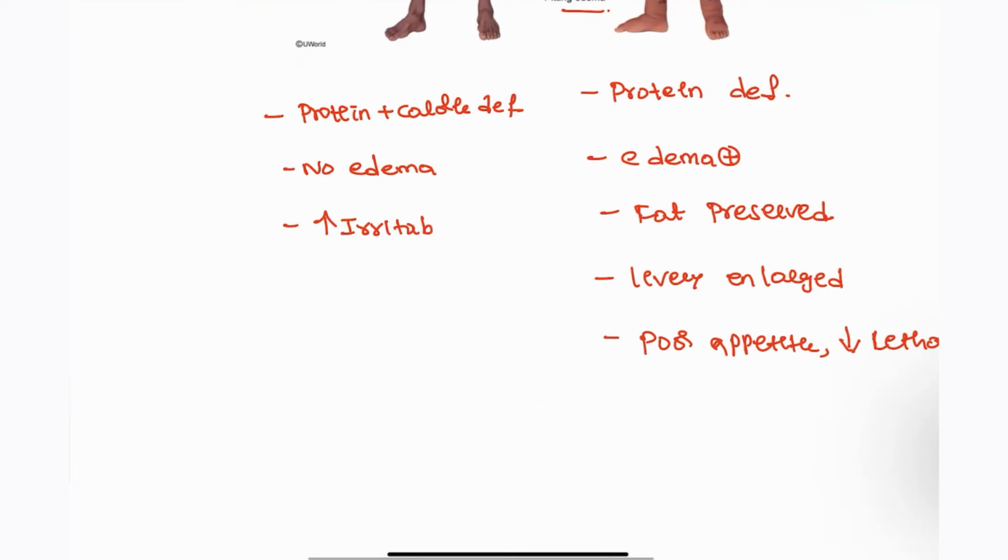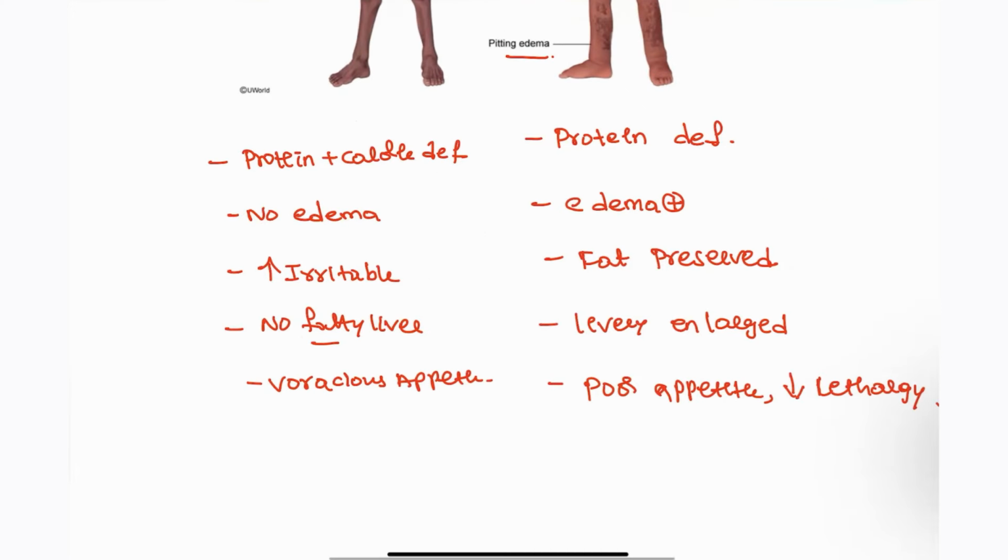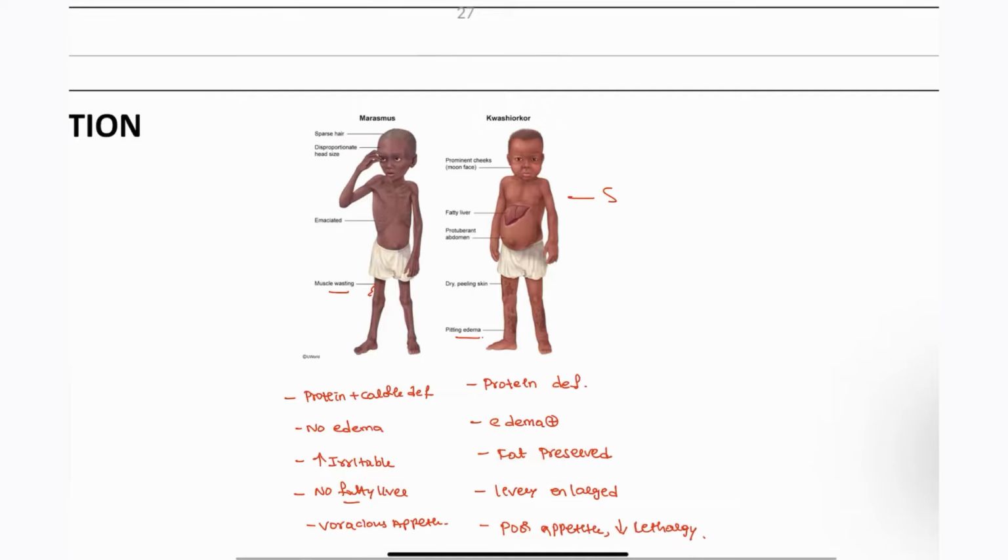There is no fatty liver, and no fat either, fat itself is absent in this patient. And there is voracious appetite, very eager to eat. Voracious appetite will be seen in this patient. Kwashiorkor is the more severe condition than marasmus.